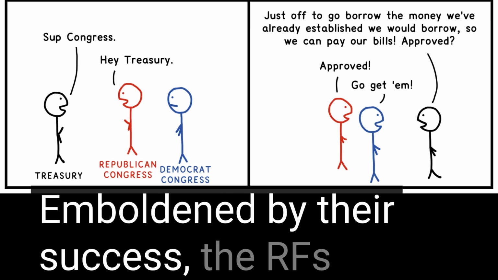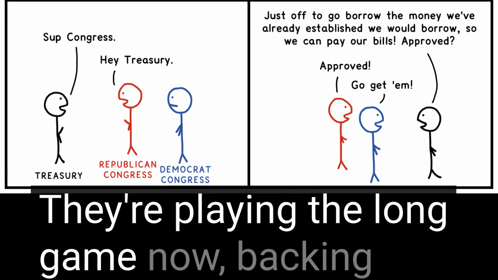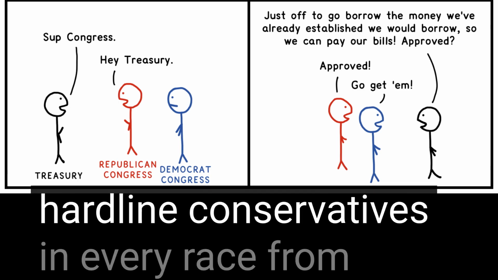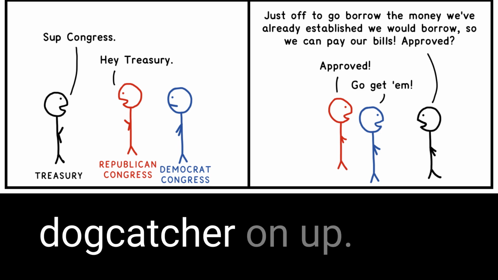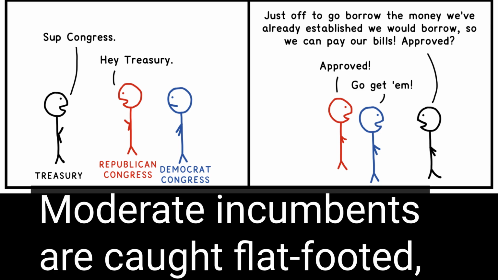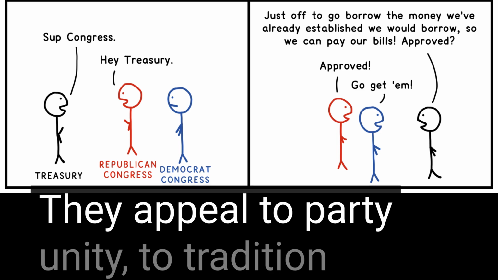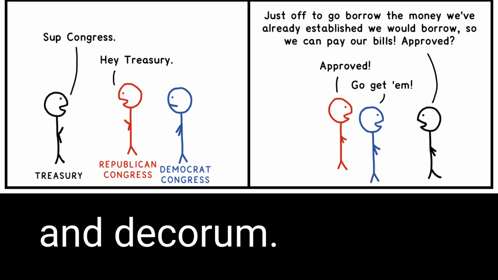Emboldened by their success, the RFs turned to California. They're playing the long game now, backing hardline conservatives in every race from dogcatcher on up. Moderate incumbents are caught flat-footed, unsure how to handle these new tactics. They appeal to party unity, to tradition and decorum.